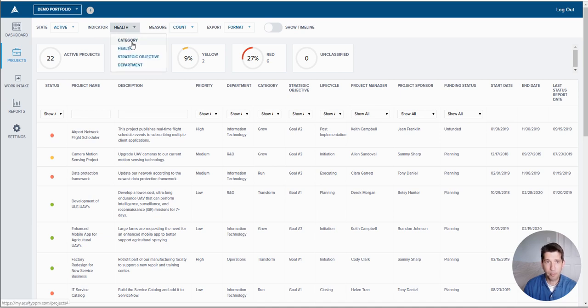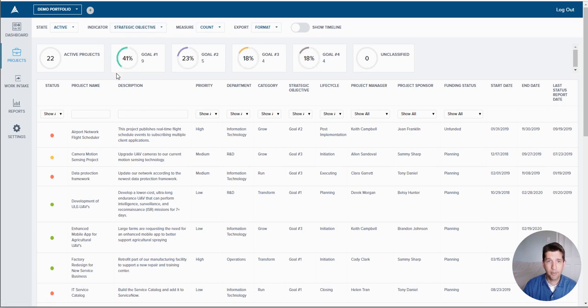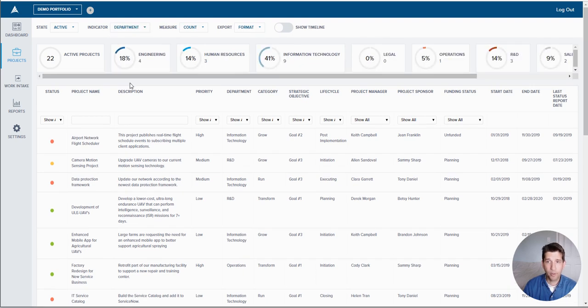We can look at it by category. Here we've got a standard run, grow, transform, but this is configurable. We can look at it by strategic objective. And in this example, we've got 4 generic strategic goals. And then finally, we can look at it by department and look at the various departments that are supporting, sponsoring, or benefiting from projects in the portfolio.